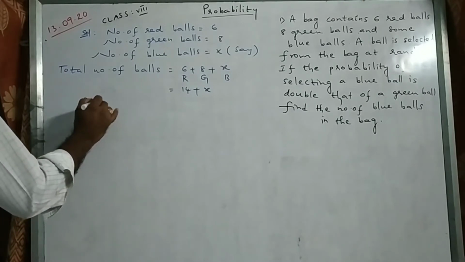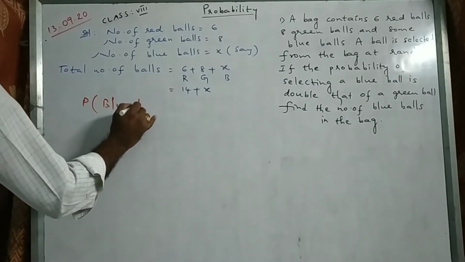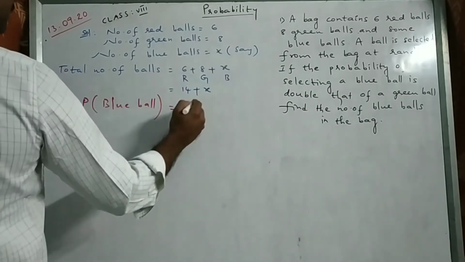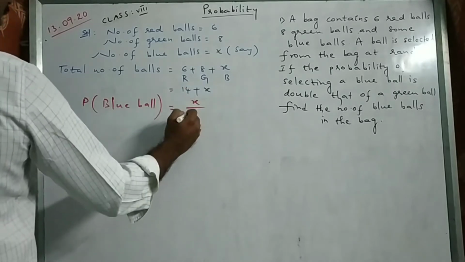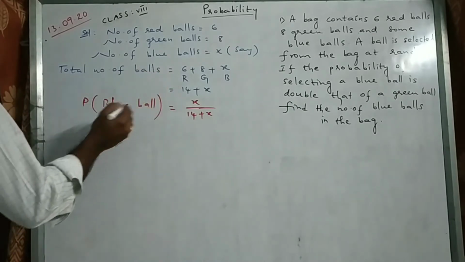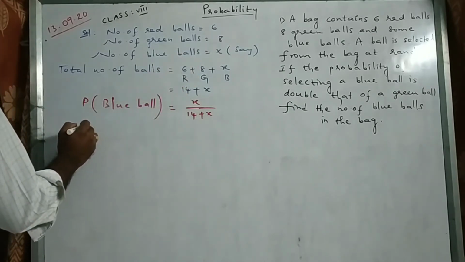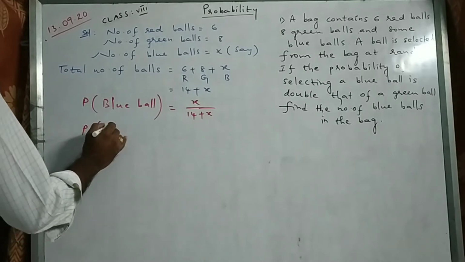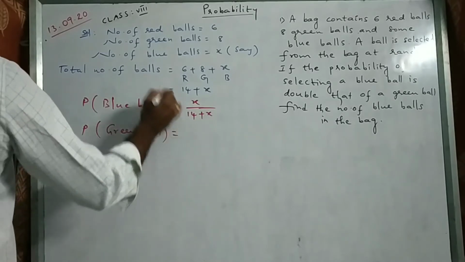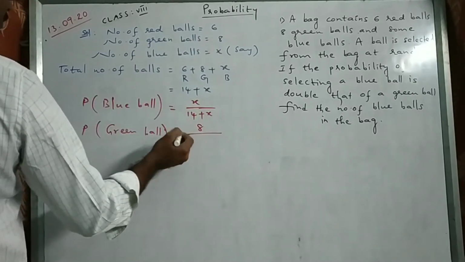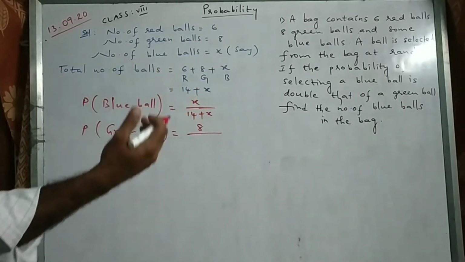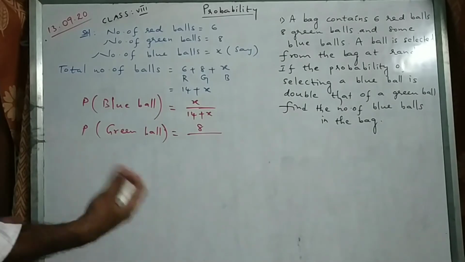What is the probability of selecting a blue ball? Favorable outcomes, how many blue balls we have? X, by total, which will be 14 plus X. Favorable outcomes are X only because blue balls we have X. Next, probability of getting a green ball. How many green balls we have? 8 green balls we have. So favorable case is 8 only, because if you pick up one ball, any one of the 8 green balls we may get it, right?